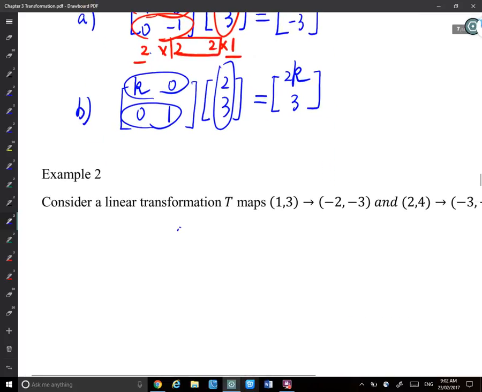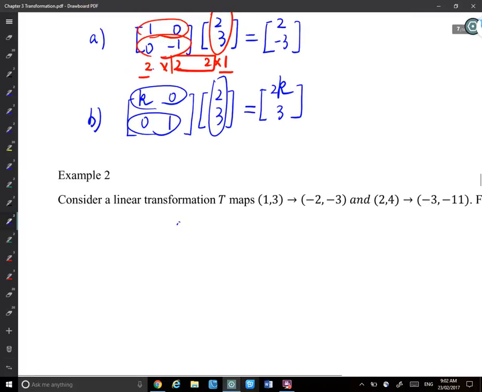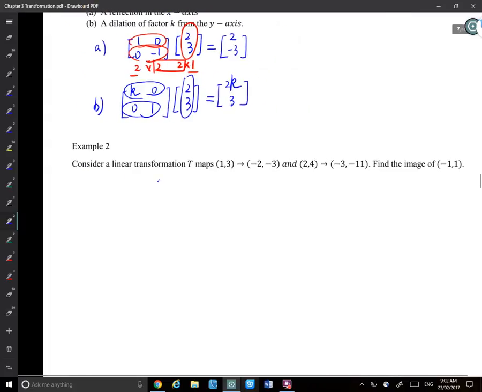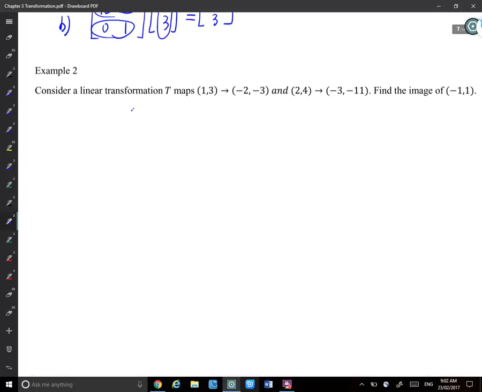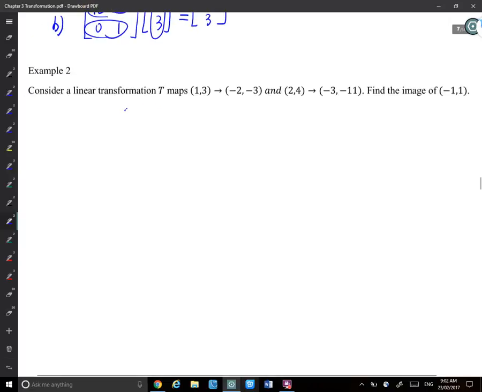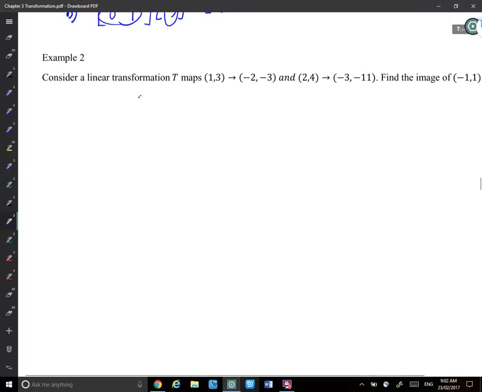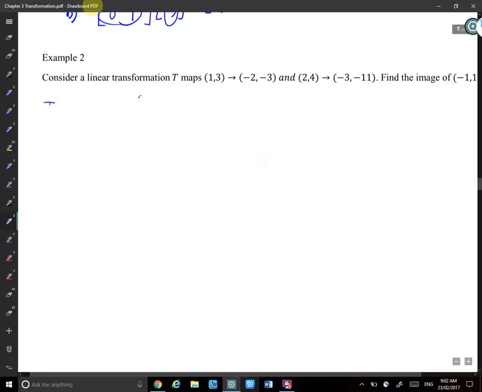Okay, example 2. This is quite a special type. Consider a linear transformation T that maps (1, 3) to (-2, -3), and another point (2, 4) to the point (-3, -11). Find the image for (-1, 1). So this transition matrix T, I don't know, it's a combination of a lot of things. I don't know what it is.